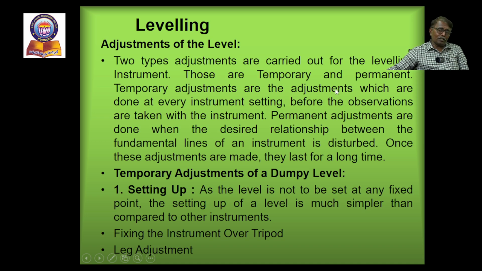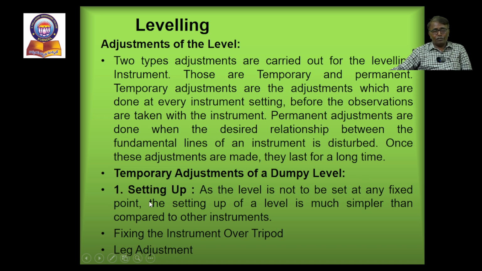Temporary adjustments are the adjustments which are done at every instrument setting before the observations are taken. Permanent adjustments are done when the desired relationship between the fundamental lines of an instrument is disturbed. Once these adjustments are made, they last for a long time. Generally, we carry out the temporary adjustments in the field, and permanent adjustments are carried out by the instrument mechanic. So we must know very clearly about the temporary adjustments of a level.